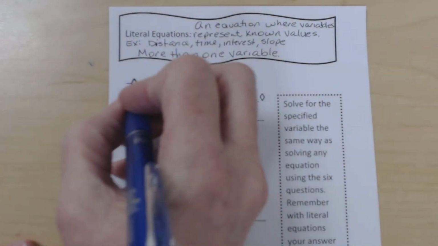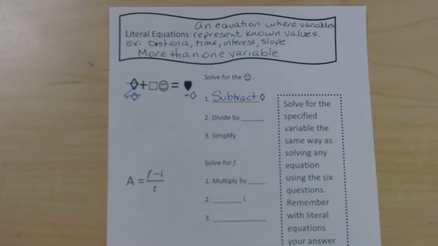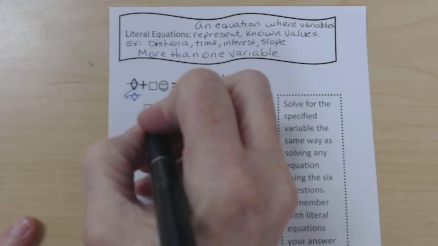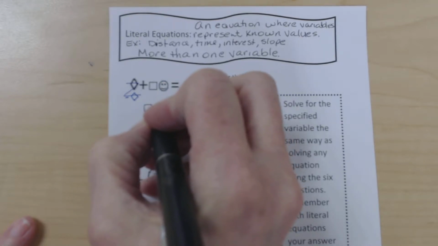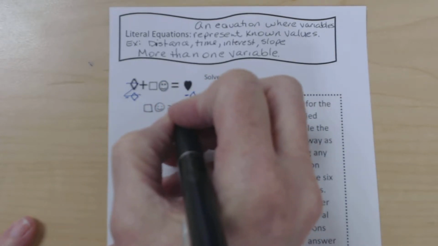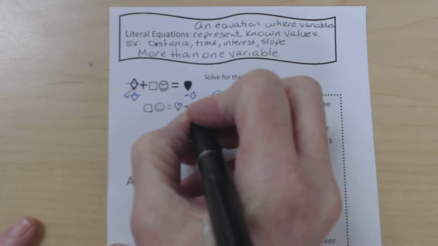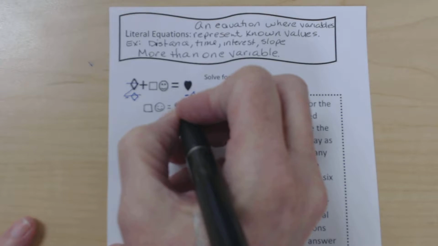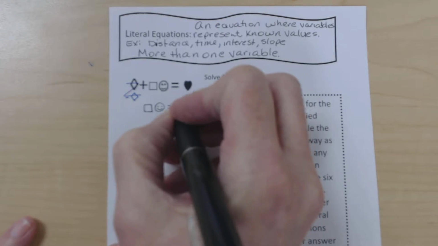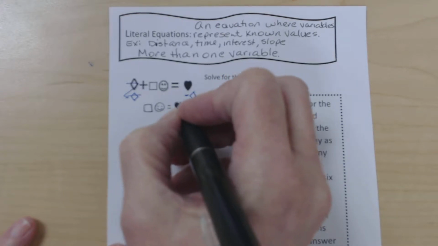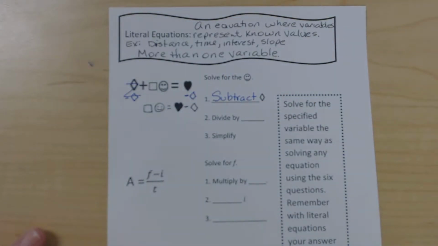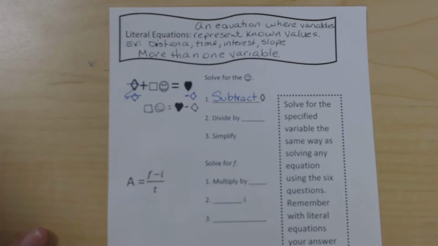When we do this, the diamond on the left-hand side will zero out. We are left with our square and our smiley face, and that's going to equal a heart minus a diamond. And let's fill in the heart. Please forgive my lack of artsy skills.